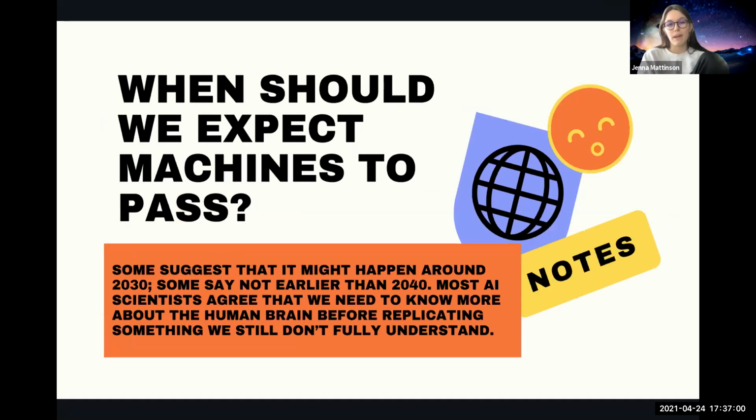So when should we expect machines to actually be able to pass this test? Some suggest that it might not happen. It might happen around 2030, but some say not earlier than 2040. But the overall consensus is that we need to know more about the human brain before replicating something we still don't fully understand.